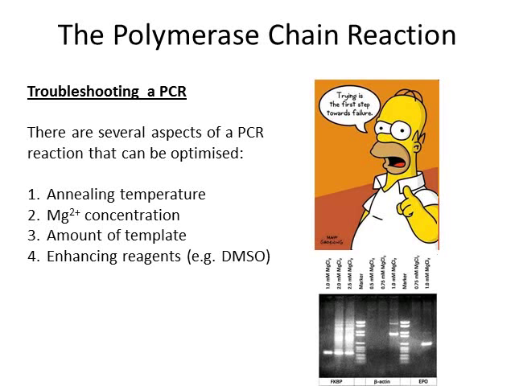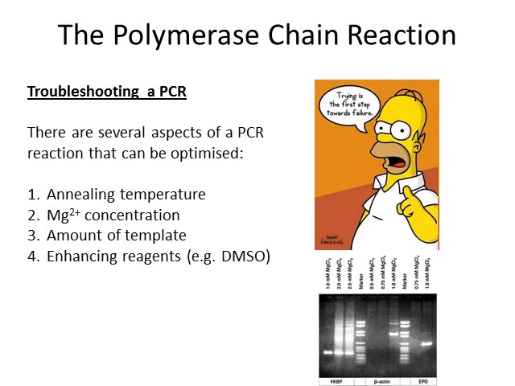So speaking of troubleshooting PCRs, how do we actually go about doing that? Well, there are several aspects of a PCR that can be optimized. The first thing that you can try changing is the annealing temperature of the PCR. I've already mentioned the fact that depending on the sequence of the primers that you use, the primers will anneal to the template DNA at a specific temperature.